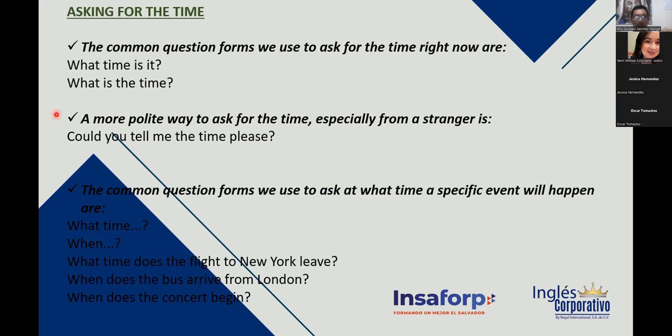Now, those are the most common ones. In number two, what happens? When you want to be more polite, cuando quieres ser más educado, especially with a stranger, especialmente para un extraño, you don't know the person. For example, you were walking on the street, and all of a sudden, de repente, you want to know the time, and you are going to ask him or her, could you tell me the time, please? So remember, this one is more polite, es más educada, and it is especially used with strangers, especialmente utilizada con extraños.